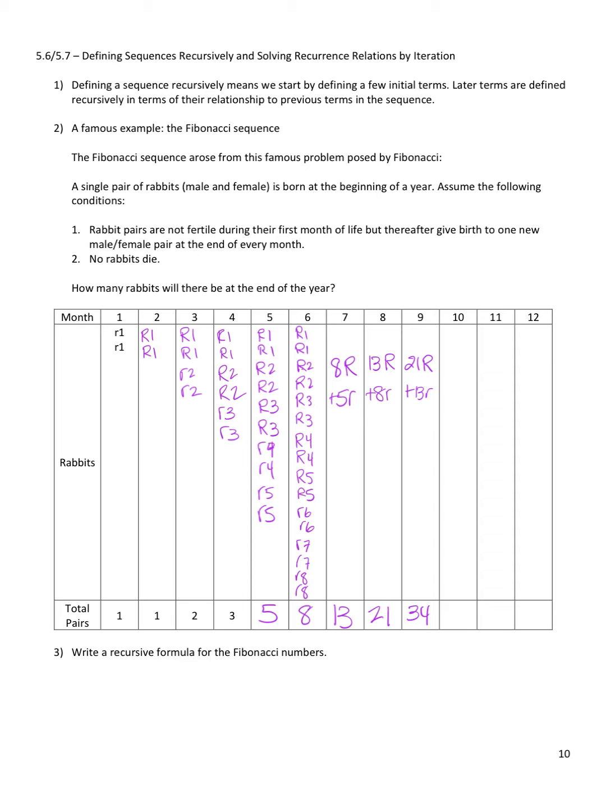1 plus 1 is 2. 1 plus 2 is 3. 2 plus 3 is 5. 3 plus 5 is 8. 5 plus 8 is 13. 8 and 13 is 21. 13 and 21 is 34. And I should be able to finish this. 21 and 34 is 55. 34 and 55 is 89. And 55 and 89 is 144.